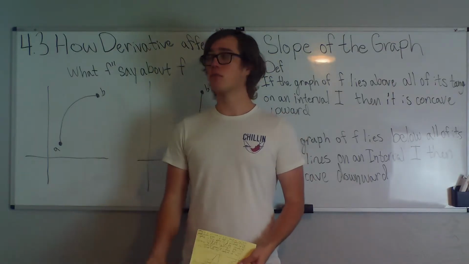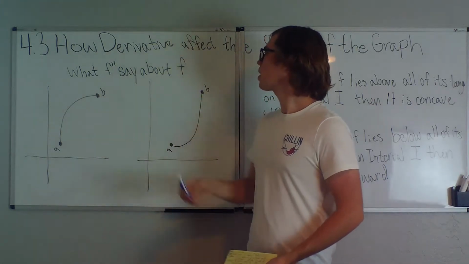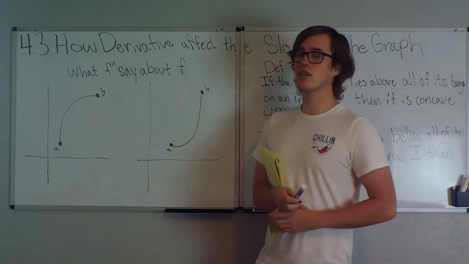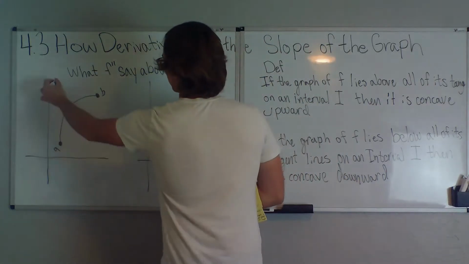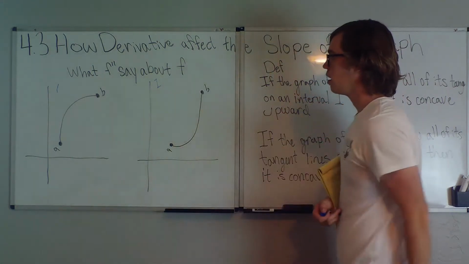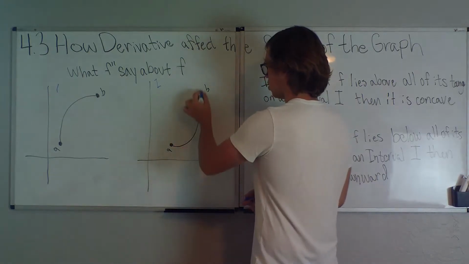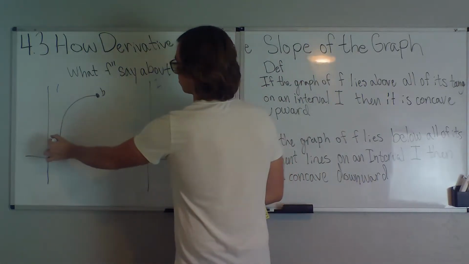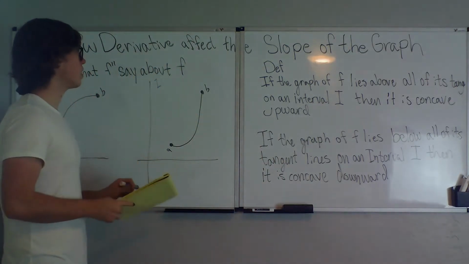So now we know what f prime says about our function f, but what does f double prime say about f? Let's look at these two graphs. We see 1 and 2, right? And they both go from points A to B, except they're curved differently. And what do I mean by curved differently? Like this one is shaped like that, and then this one is shaped like this. Well, this brings about two definitions.